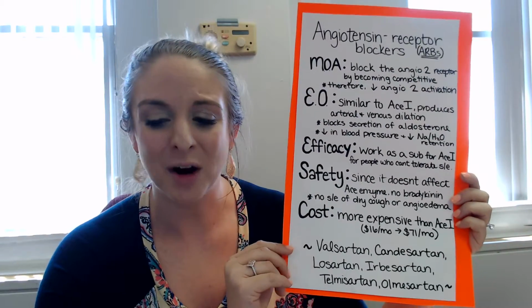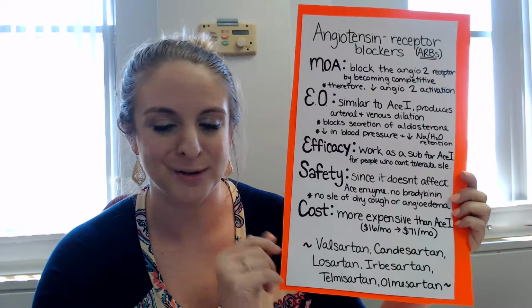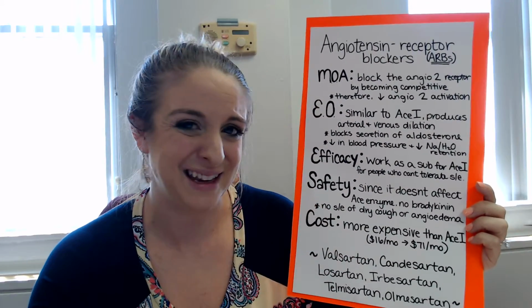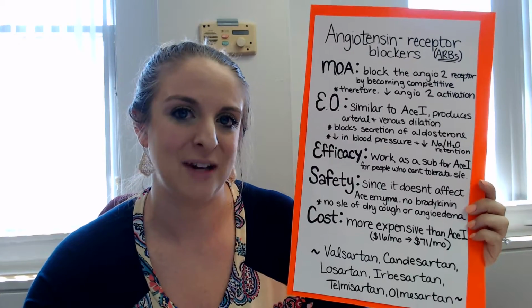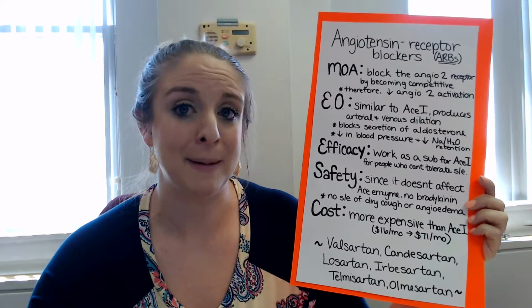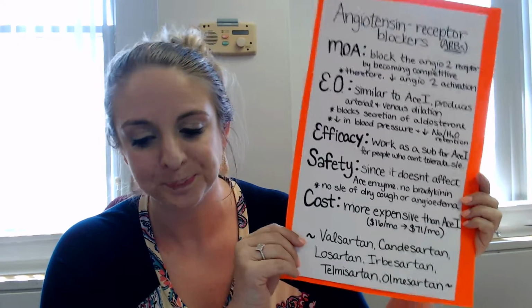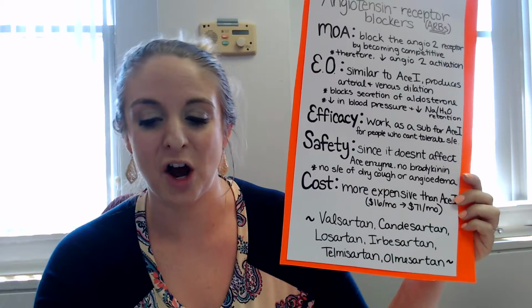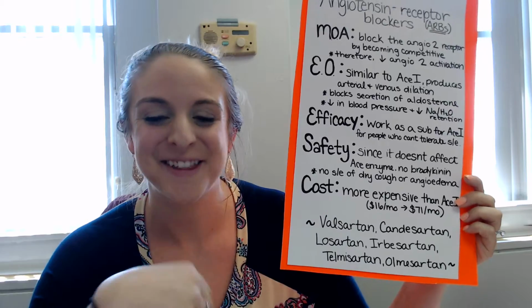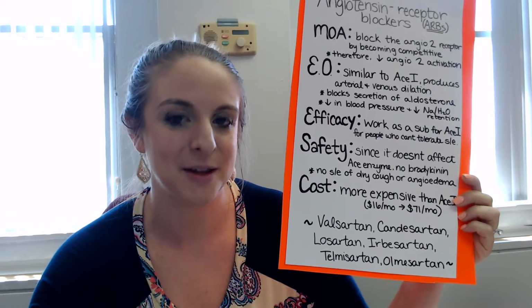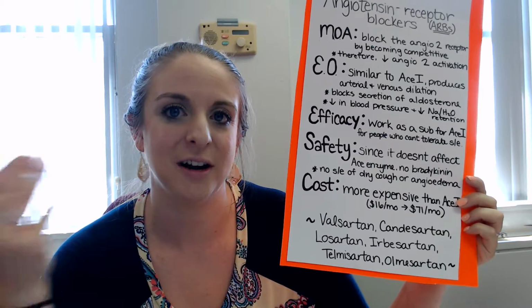So cost, these are a little more expensive than your ACE inhibitors, depending on which one your doctor thinks you need. So you can get them for $16 a month, but they do range all the way to $71 a month. So you need to make sure your patient can afford the medication they're going home on, otherwise they're not going to take it. And so our ARBs are our sartans. So valsartan, candesartan, losartan, irbesartan, telmisartan, and olmesartan are examples of these.